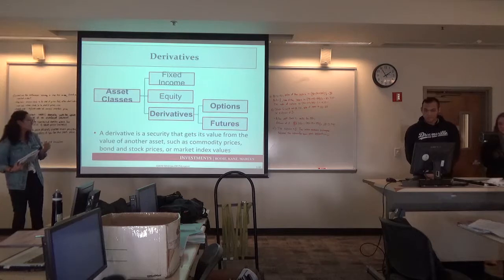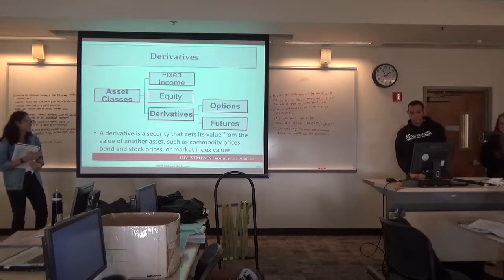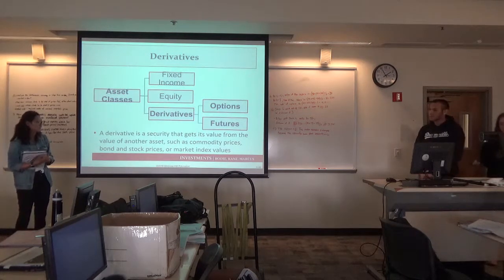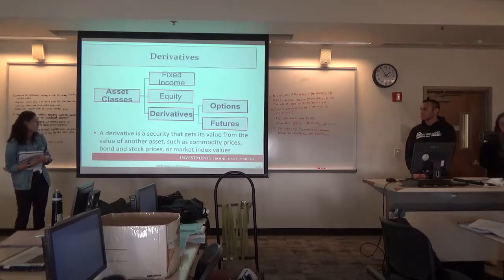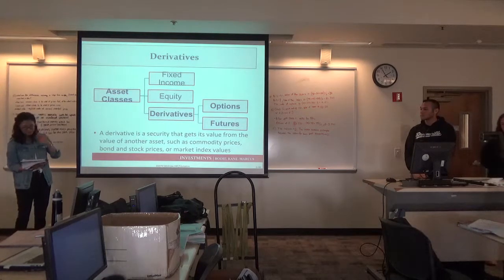Moving on, we're moving into derivatives. A derivative is a security that gets its value from the value of another asset, such as commodity prices, bond and stock prices, or market index values. The value derives from the value of another asset.